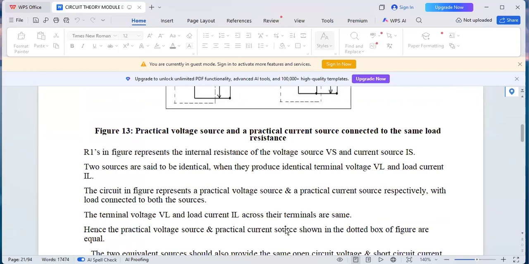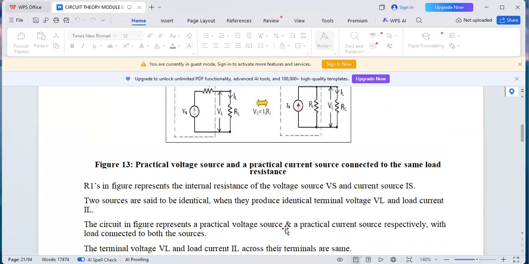R1 in the figure represents the internal resistance of the voltage source, that's Vs, and the current source, that is Is. Two sources are said to be identical when they produce identical terminal voltages, that is VL, and load current, that is IL. I mean, you understand this. The figure represents a practical voltage source and a practical current source, respectively. You can see that here.